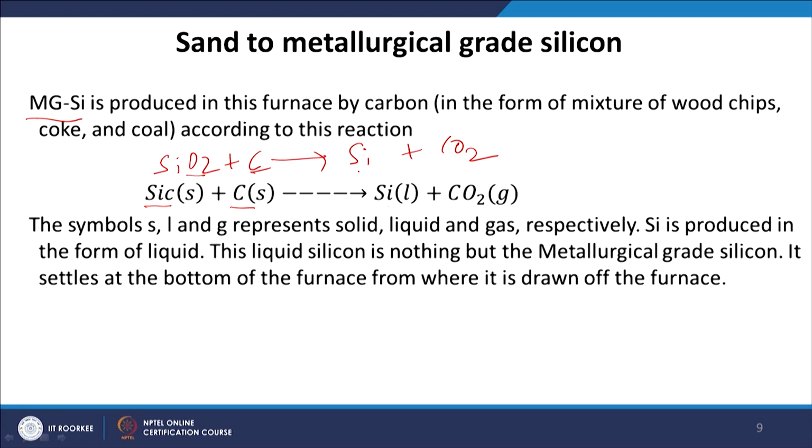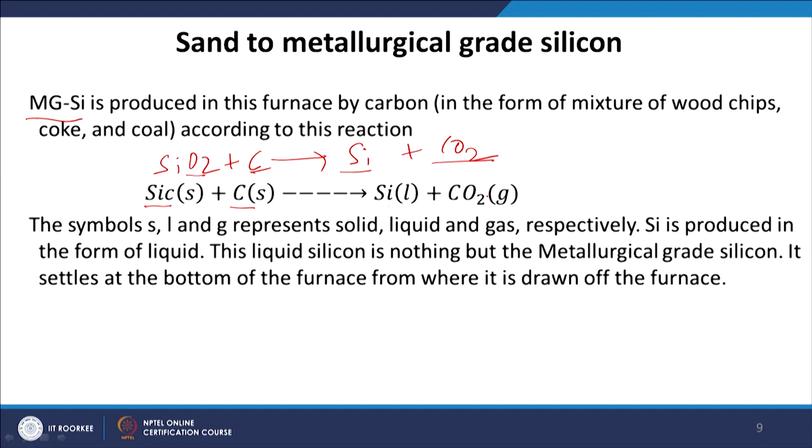And what are we getting from this reaction? We are getting silicon, which is L, L stands for liquid, and carbon dioxide, which is G, G stands for gas. So, once we react the silicon carbide or silicon dioxide with carbon, they get reduced by the carbon and we get the liquid form of the silicon and some gaseous carbon dioxide. The symbols S, L and G stand for solid, liquid and gas respectively.